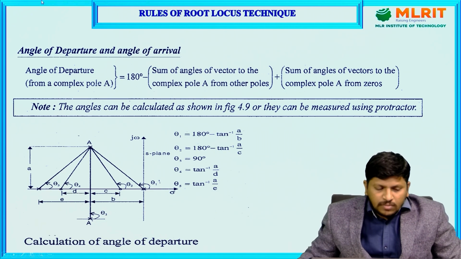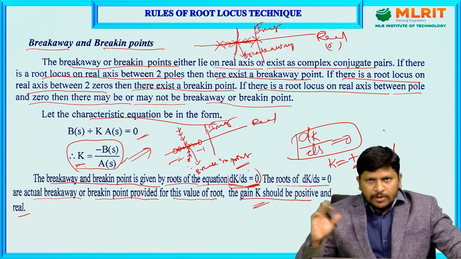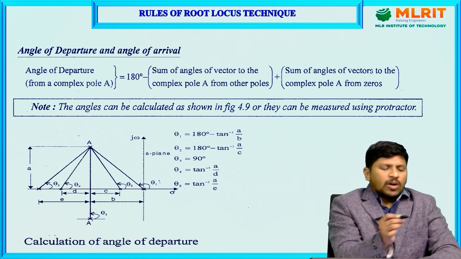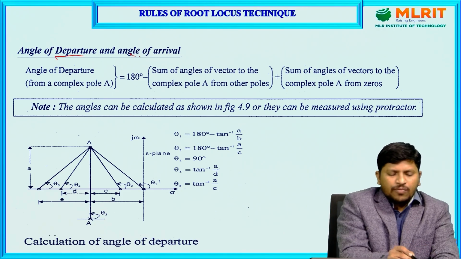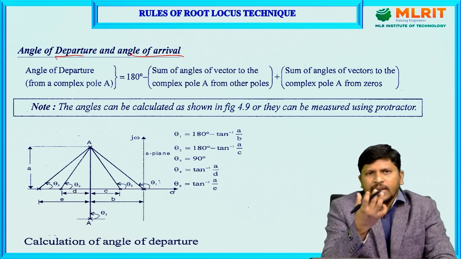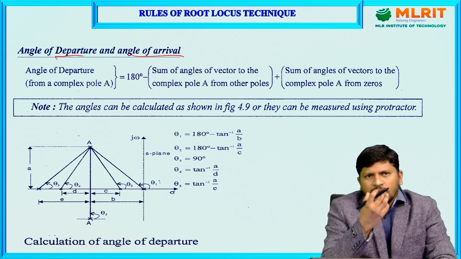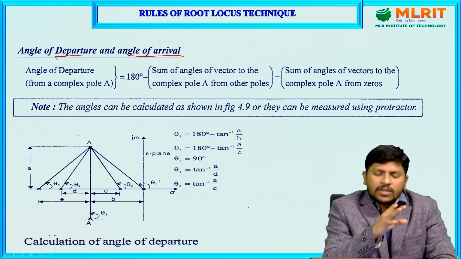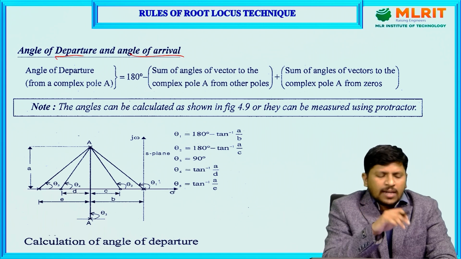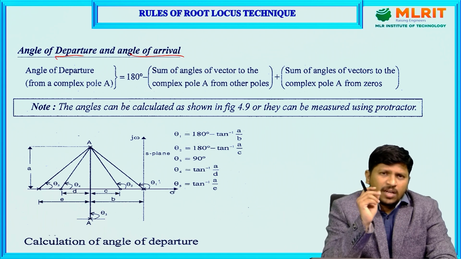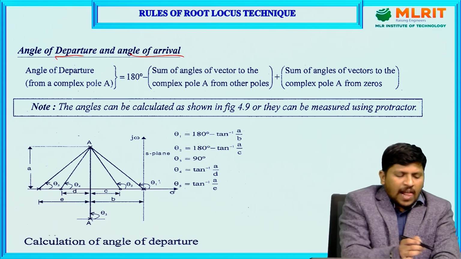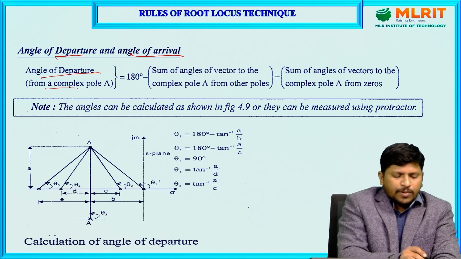Okay, next coming to the next rule here. See, angle of departure and angle of arrival. So angle of departure and angle of arrival, this one is also very important. Angle of departure is calculated when any complex pole is available. So if complex poles are available in the given question, then you are going to calculate the angle of departure definitely. Angle of arrival is calculated for any complex zeros that are there.